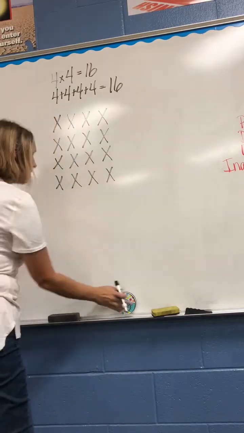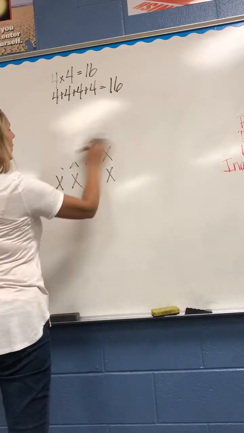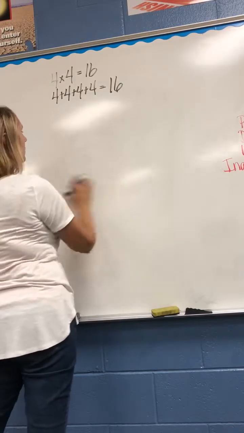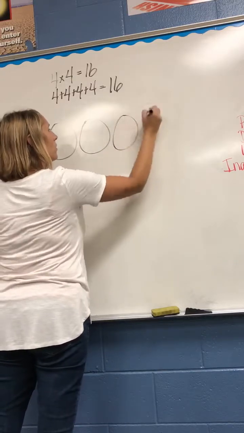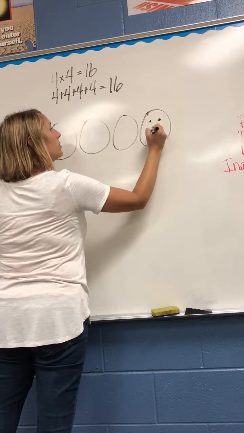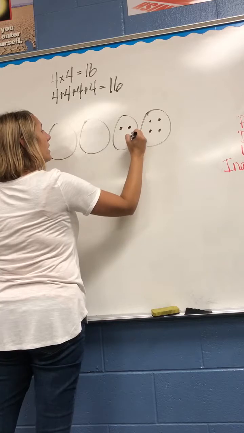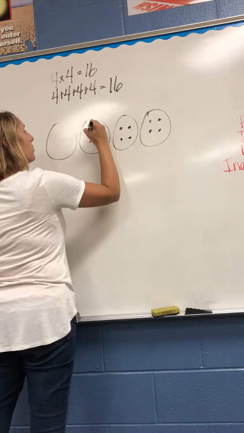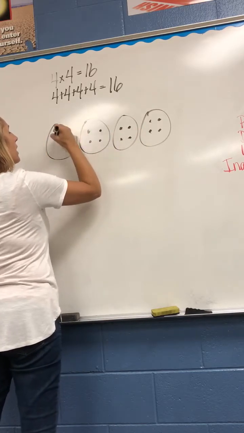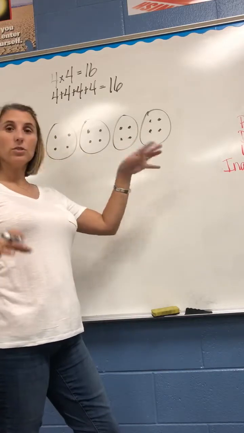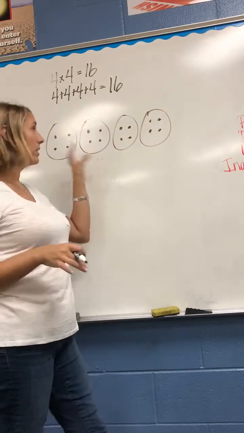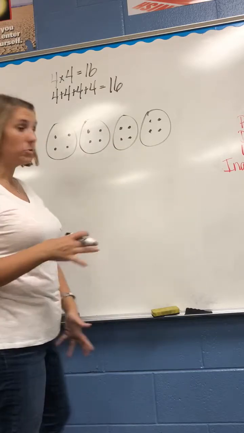Okay. Also, we can do groups of. Okay. I could have 4 groups of 4. Again, if I were to count all these out, put my 4 dots in my 4 circles, that would give me 16. My brain likes the pictures, so I like to be able to see it like this. If I got stuck, that's probably the method that I would go to.